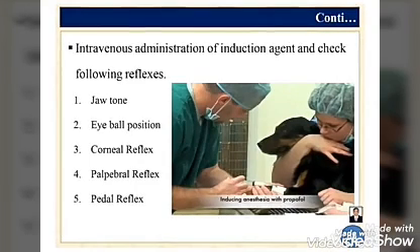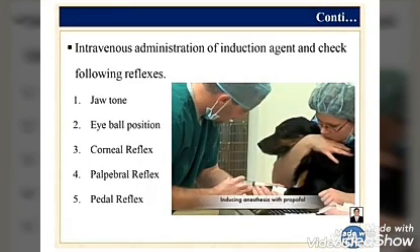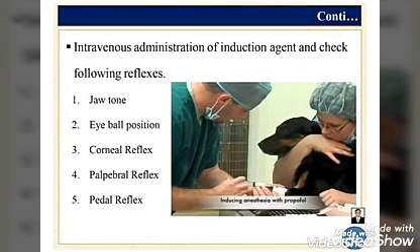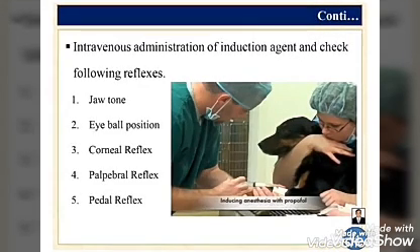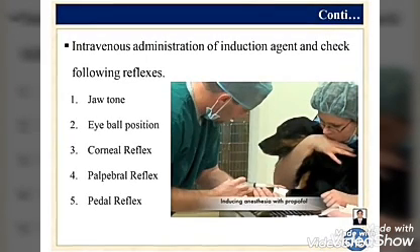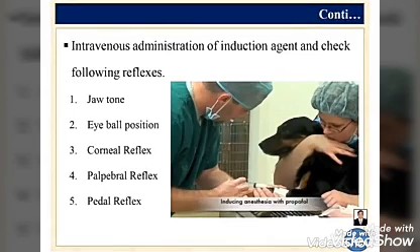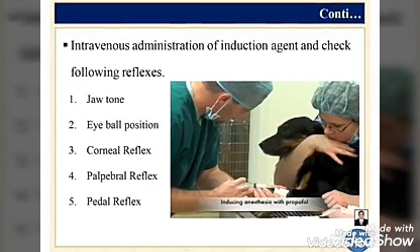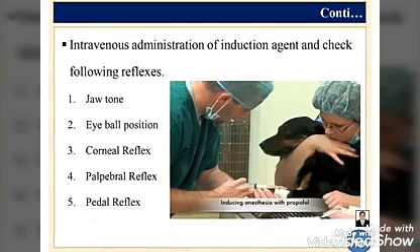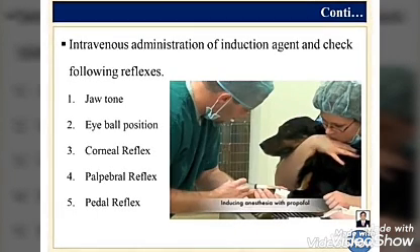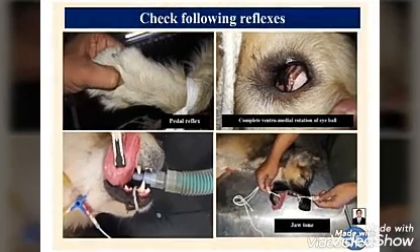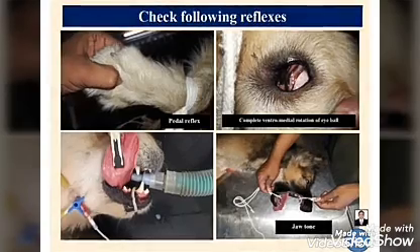So after the intravenous administration of the induction agent, check the following reflexes like the jaw tone, eyeball positions and pedal reflex, which indicate the characteristics of the general anesthesia. So jaw tone indicates the muscle relaxation, eyeball position, corneal reflex and palpebral reflex indicate the depth of the anesthesia, and the pedal reflex indicates the pain status of the animal. After the complete abolition of all the reflexes, then start the endotracheal intubation.